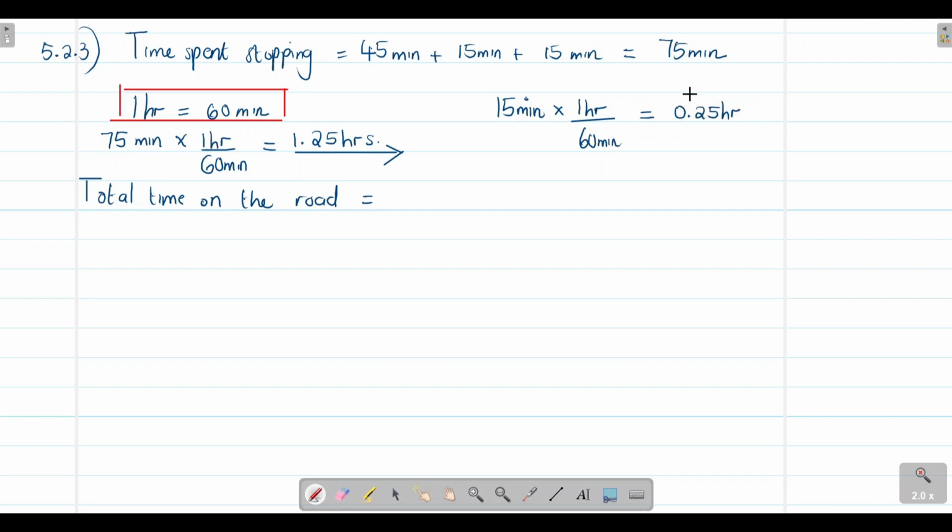So now we know the total time that he spent traveling from Cape Town to Bloemfontein. We know that it's 9 hours 15 minutes. I'm just going to write it like this first, minus, what is the total time that he spent stopping? We found that to be 1.25 hours. However, I said that we need to convert these 15 minutes into hours so that it makes our lives easier, so that we just have the units in hours in total.